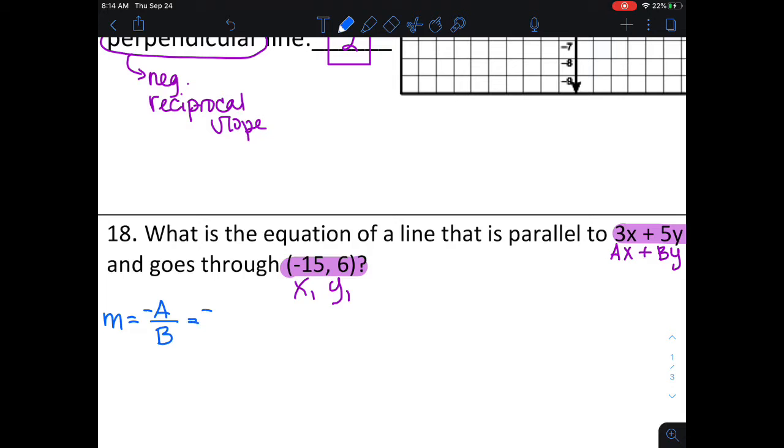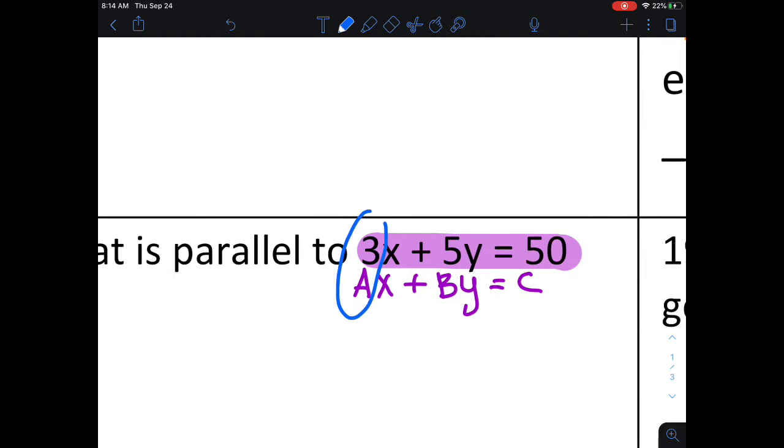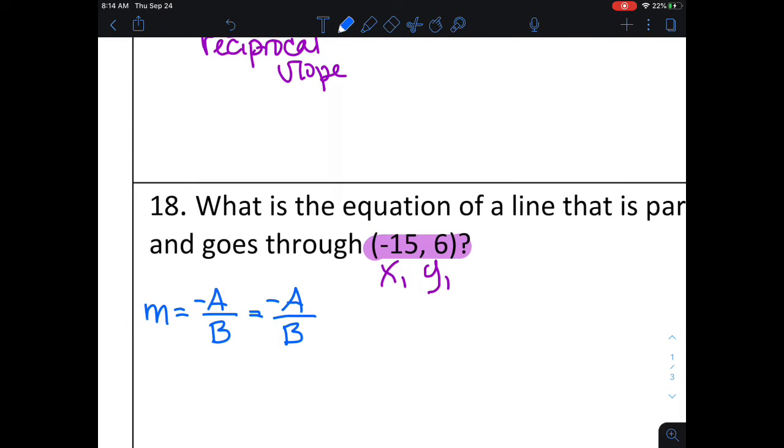All right, so now we need to figure out what is a and what is b. So let's come over here. A is 3, B is 5. And it's positive 5, that's why I included that plus sign in front of it. So A is 3, B is 5. And we don't need to do anything else to this fraction. There's no double negative, we can't simplify it, it's already in simplest form.